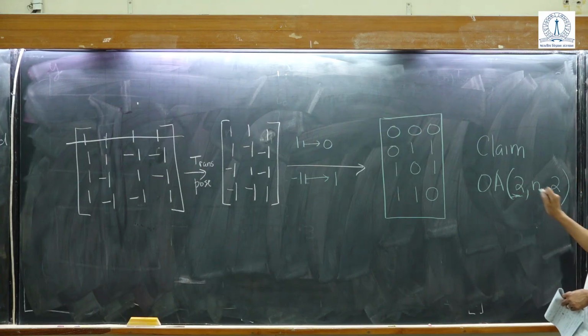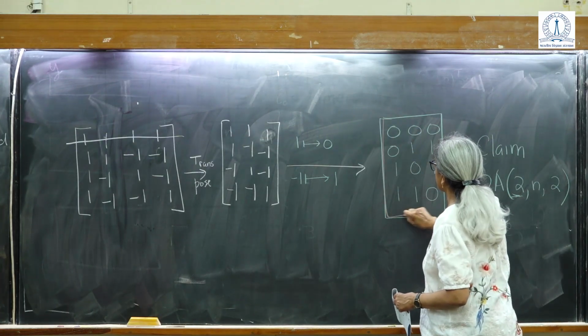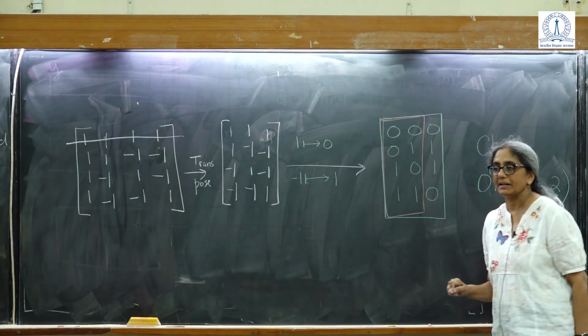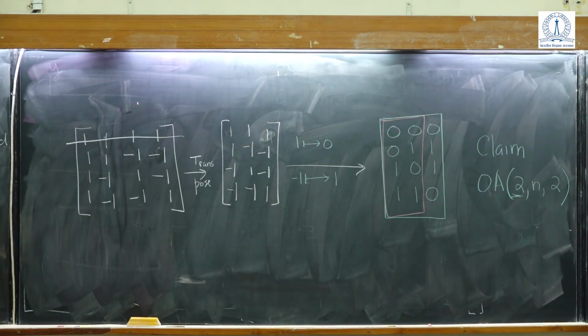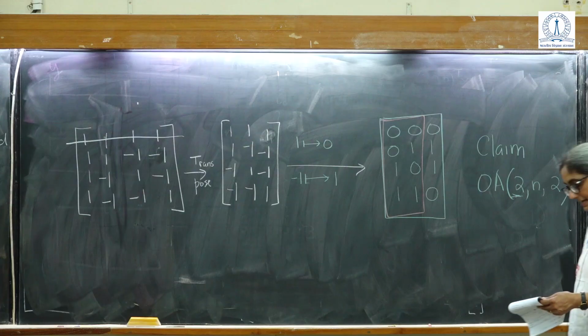The strength is what we need to worry about. What we need to show is that if I pick 2 columns, which in this case we already verified, then the number of times 0, 0 appears is the same as the number of times 1, 1 appears, and the same as the number of times 1, 0 and 0, 1 appear. Good? So this is the last bit.